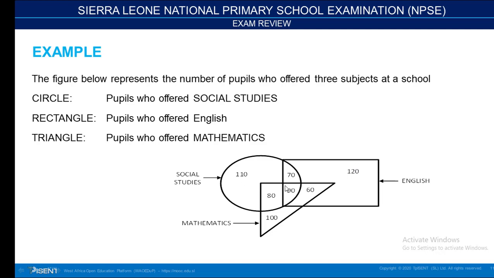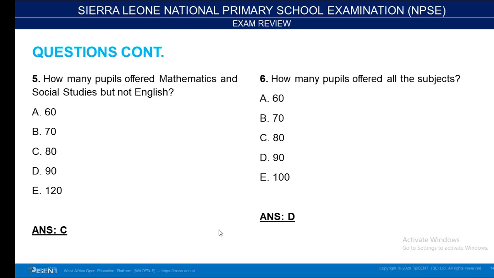But then let's look at this 90 here. When you look at it, you can see it is inside the circle, inside the triangle, and inside the rectangle, which means these 90 pupils, they are offering English, social studies, and mathematics, all the 3 subjects. 90. So option 90 is found at D. 90 is found at option D, which means D is what we should shade.